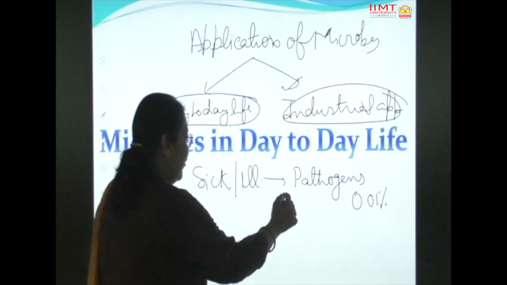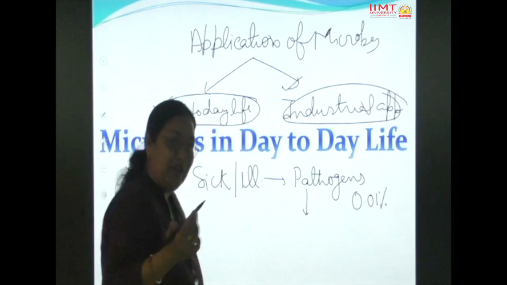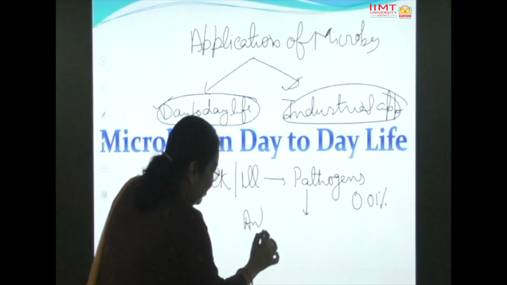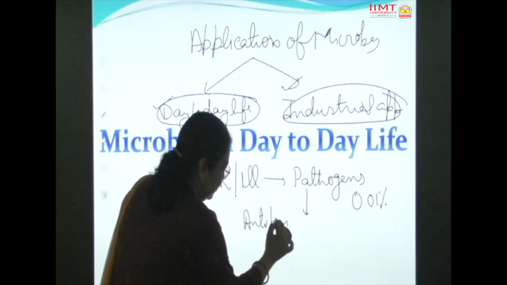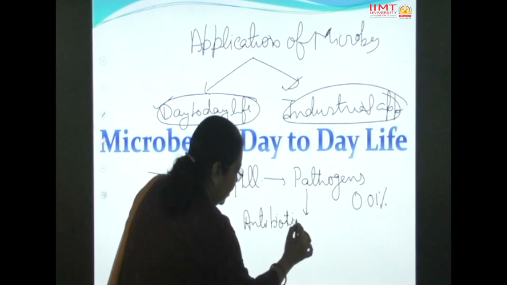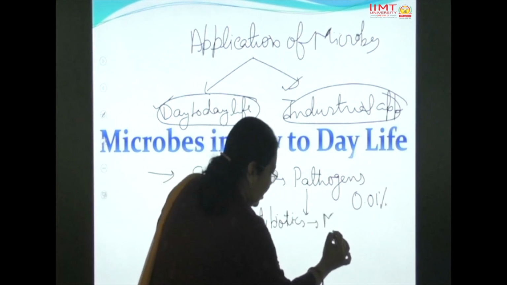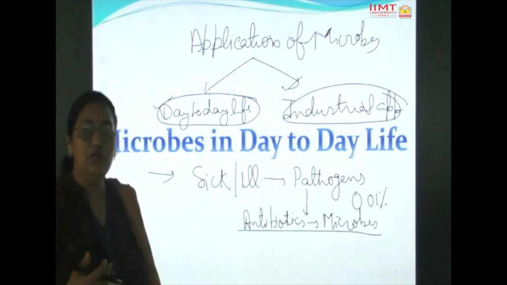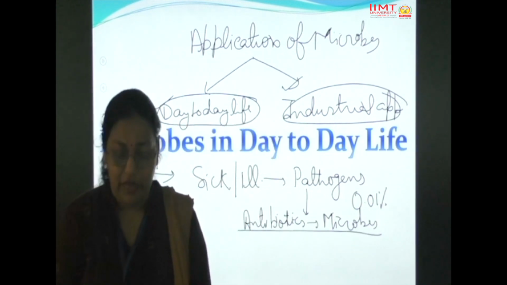Now, when we fall ill by the pathogens, we take medicines, right? We take antibiotics. Now, from where are these antibiotics coming? These antibiotics are also coming from the microbes. So this is also an example of the use of microorganisms in our day-to-day life.